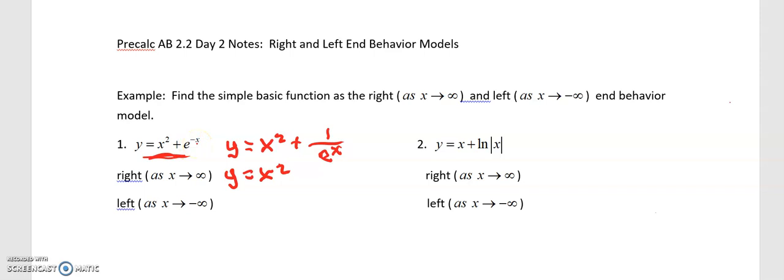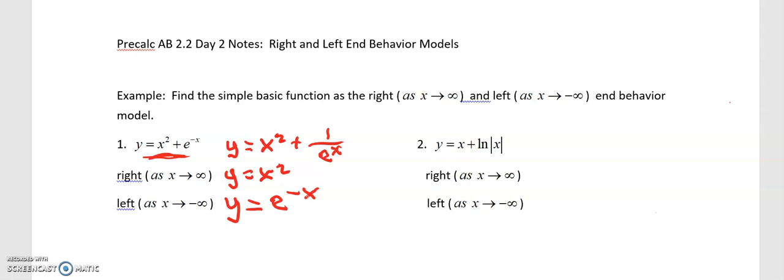All right, and so here's the question. Does an x squared outpower an e to the x, or does the e to the x outpower an x squared? Well, the answer to that is it's always the exponential. So notice in this case, though, it's still y equals e to the negative x as the left end behavior model, all right? And that's because when we plug in, a negative times a negative becomes a positive. I know this is a little strange, all right?